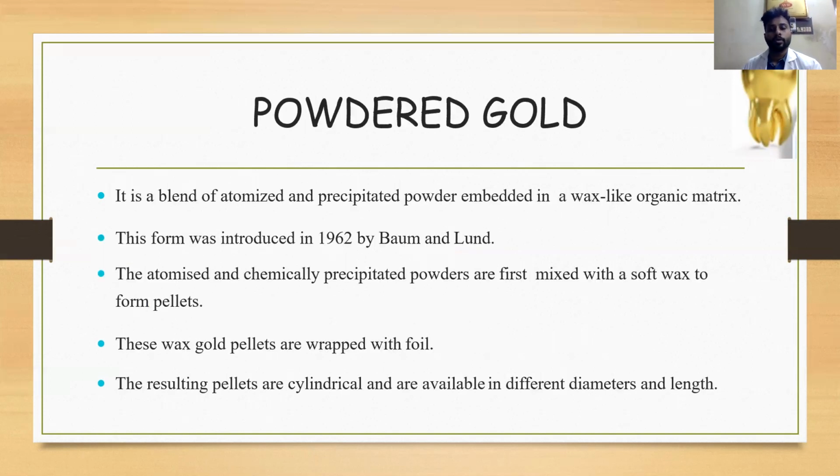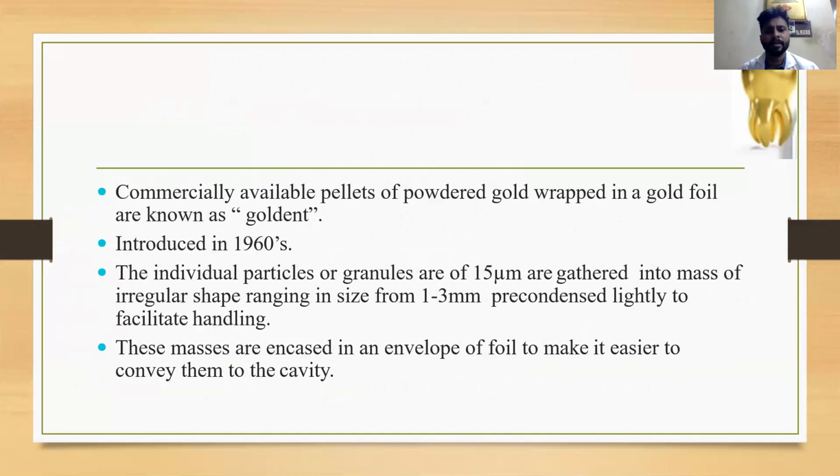So moving on to powdered gold. It is a blend of atomized and precipitated powder embedded in a wax like organic matrix. This form was introduced in 1962 by Baum and Lund. The atomized and chemically precipitated powders are first mixed with a soft wax to form pellets. These wax gold pellets are wrapped with foil. The resulting pellets are cylindrical and are available in different diameters and lengths. It's commercially available as pellets of powdered gold wrapped in a gold foil known as Goldent.